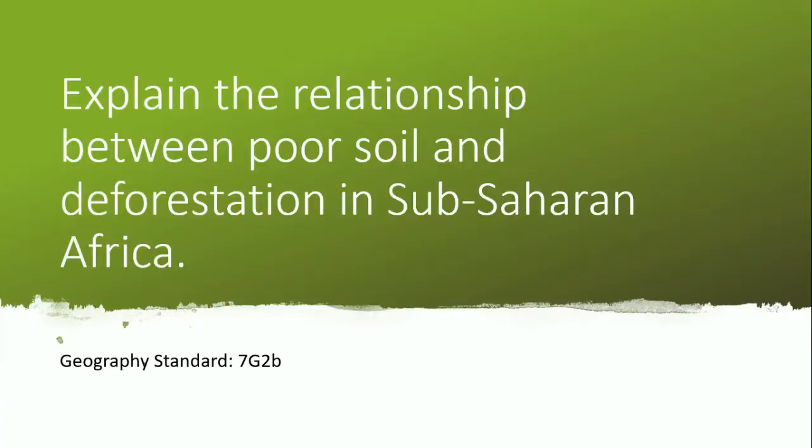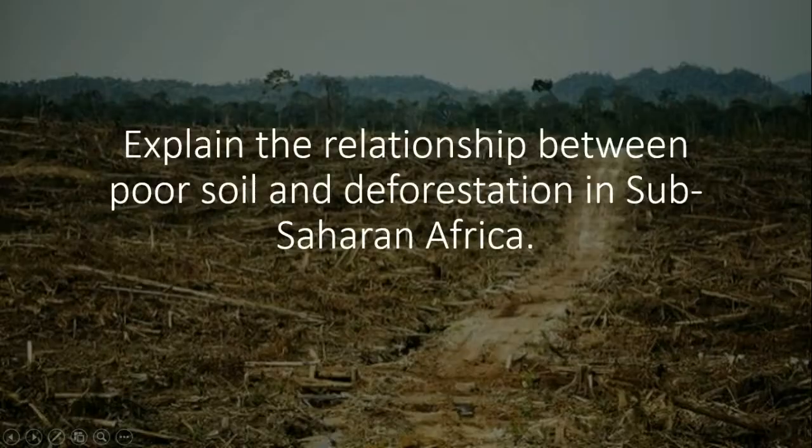The next geography standard reads, explain the relationship between poor soil and deforestation in sub-Saharan Africa. The leading cause of deforestation of Africa's rainforest is clearing for new land for farming. The soil cleared from rainforest land lacks the nutrients to properly grow crops and often gets eroded away quickly after the trees are cut. Because the land isn't producing, the farmers often quickly move on to cutting more trees, a dreadful cycle resulting in widespread deforestation.